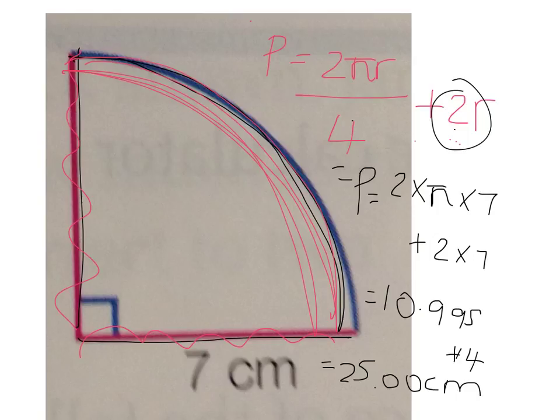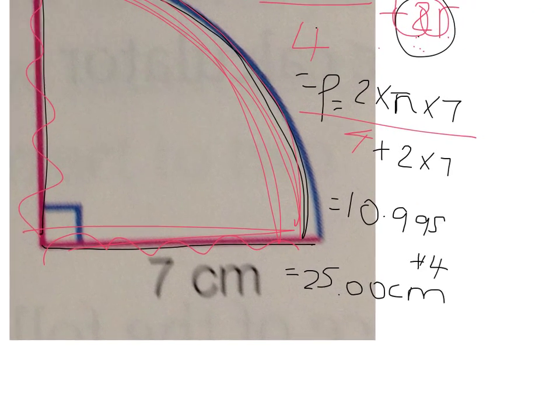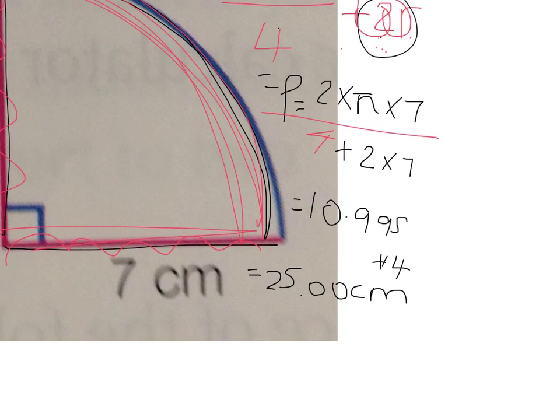And then we're adding on 2 lots of the radius, because we've got 1 here and we've got 1 there, okay? So for this one, it's going to be 2 times pi times 7, because 7 was our radius, okay? Then you're going to divide that by 4, and then you're going to add on 2 times your radius, which is 2 times 7. And basically, at the end of the day, you're going to come to your answer of 25 centimeters. Give it a go, and come and see me if you need any help. But it's really cool.